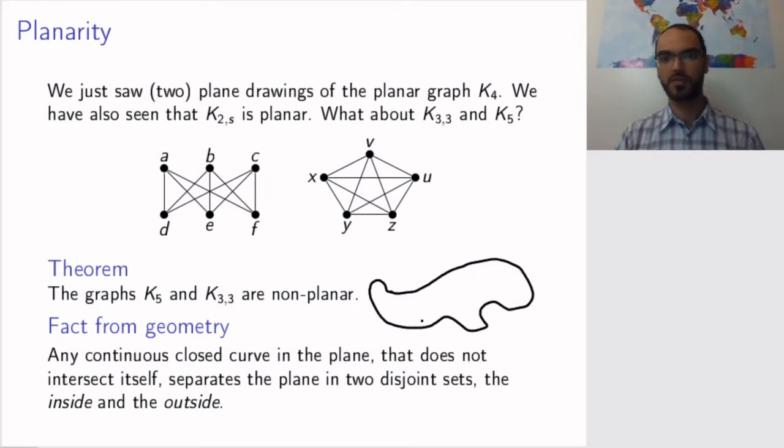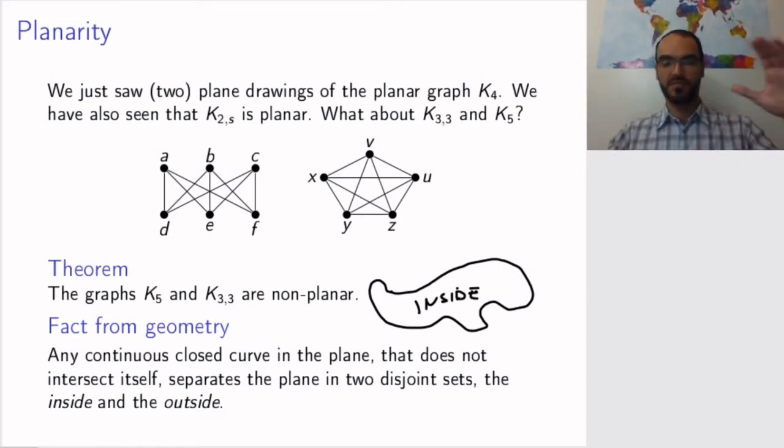This theorem has nothing to do with graph theory. It's just about drawing a curve in the plane. So this dinosaur-shaped curve, it can be shaped any way it does, but as long as it doesn't intersect itself, it will separate the plane in two parts. The inside, which has somehow a bounded range, and the outside.